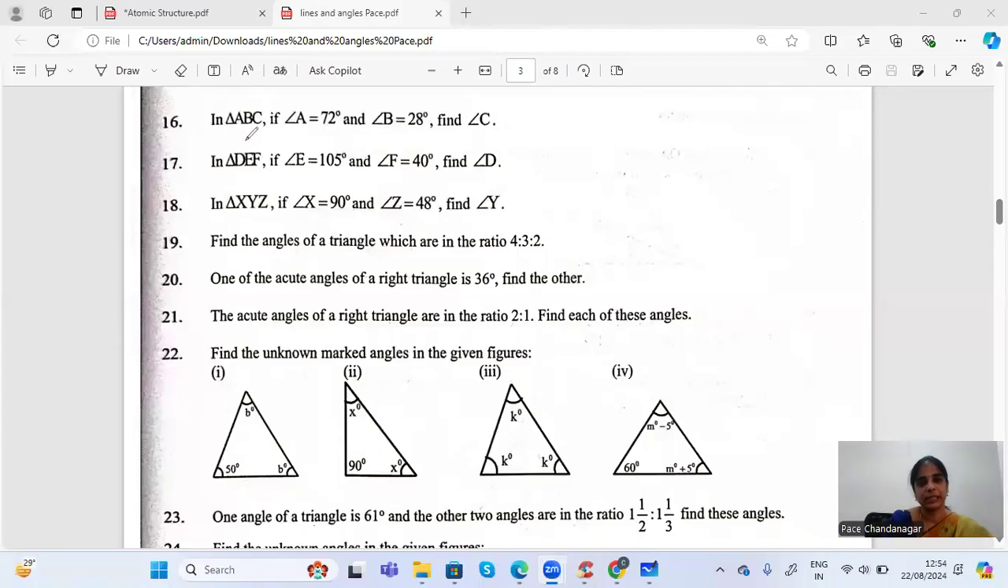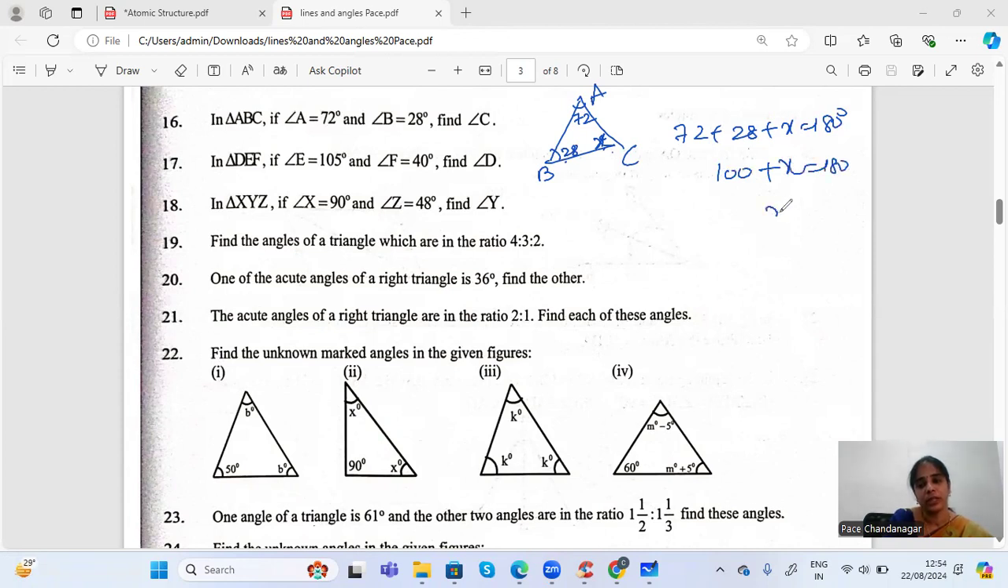Coming to question number 16, you have a triangle ABC wherein angle A equal to 72 degrees, B equal to 28 degrees, find C. You can just apply A plus B plus C equal to 180 degrees, figure out what you get, okay? So 72 plus 28 plus C, consider this as X, which is equal to 180 degrees. Now your 100 plus X equal to 180, your X is 80 degrees. Is that clear? Right.